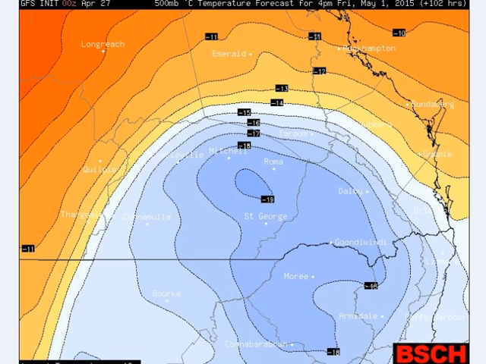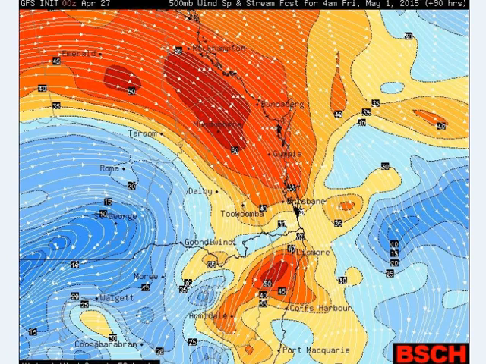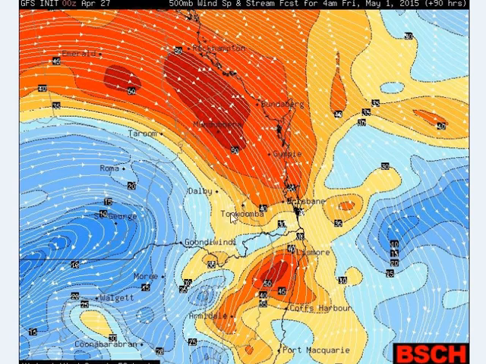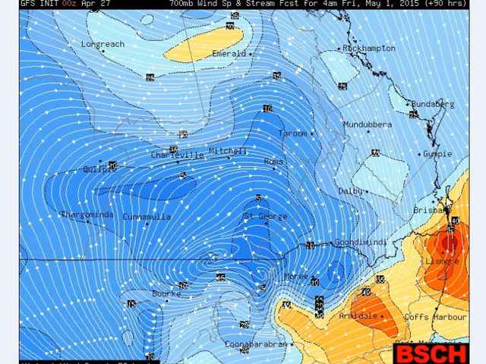On Friday afternoon, the upper level low contracts through southern Queensland, starts to move towards the east. Again, it's creating a fair amount of instability through southeast Queensland and northeast New South Wales. And that's the upper low on Friday, and you can see the rotational spin there of the upper low on Friday.